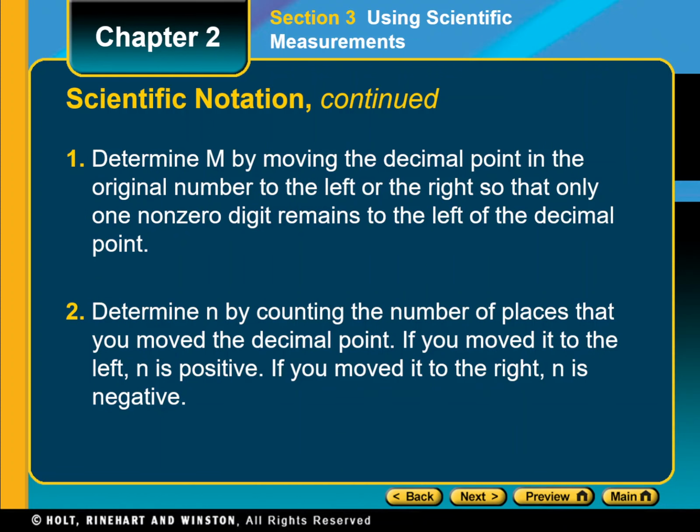In order to write a number in scientific notation, use the following two steps. Step 1. Determine m by moving the decimal point in the original number to the left or right so that only one non-zero digit remains to the left of the decimal point, and delete all zeros that are not significant. Step 2. Determine n by counting the number of places you have moved the decimal point. If you moved it to the left, n is positive. If you moved it to the right, n is negative.